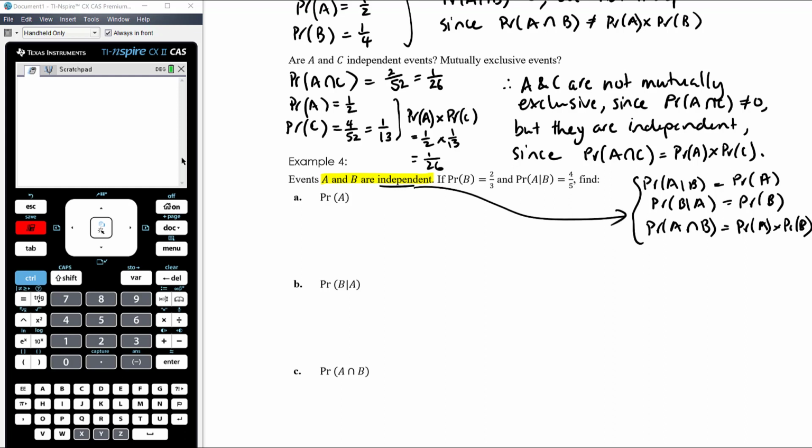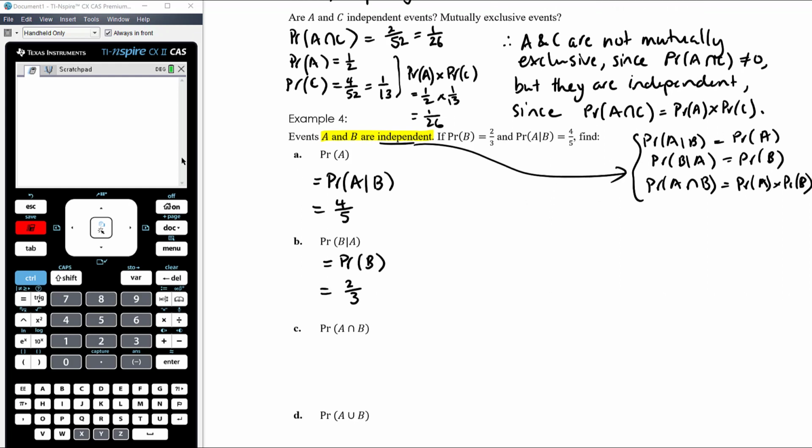Okay, so we're told the probability of B is 2/3 and the probability of A given B is 4/5, and we want to find the probability of A. So we know that the probability of A, if the events are independent, is the same as the probability of A given B, and so therefore this is going to be equal to 4/5. We're given that in the question. We want to find the probability of B given A, and the probability of B given A, if they're independent, will just be the probability of B. Doesn't matter that A's happened, and we're given the probability of B in the question. That's 2/3. Okay, and then we want to find the probability of A intersection B.